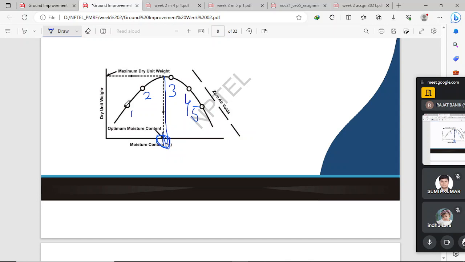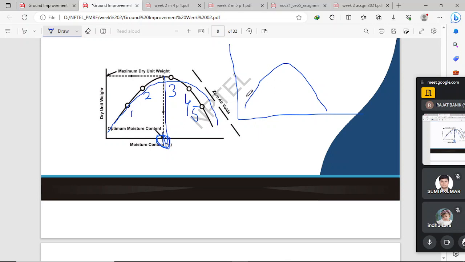So like that, this curve is plotted. Whenever we do different tests like the standard Proctor test or the modified Proctor test, which are already studied in soil mechanics, we always get a similar type of curve. First it increases, then at some point it is maximum, and after that it reduces. We always get a similar type of curve for different types of soil.